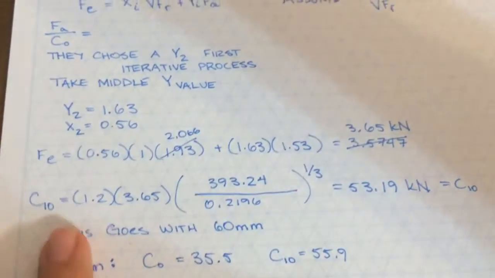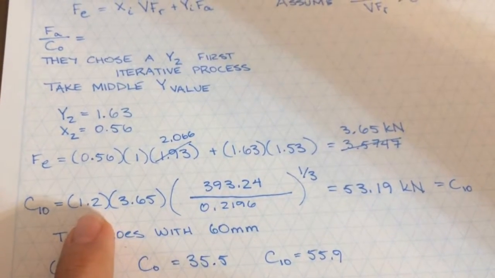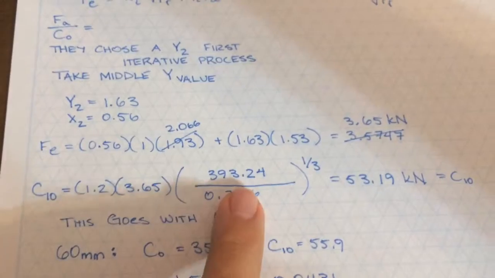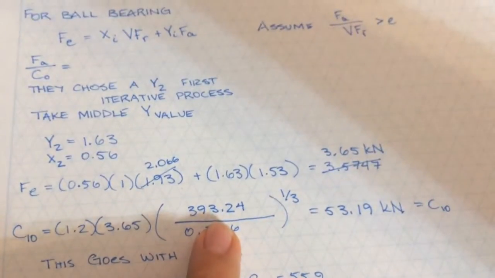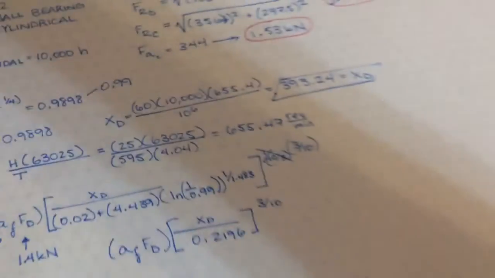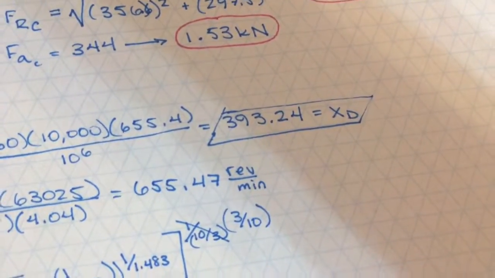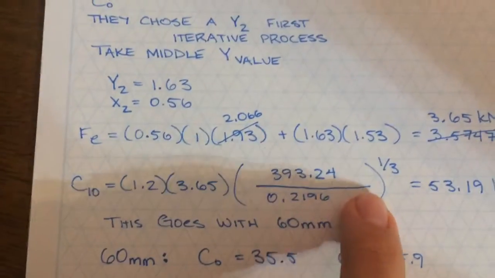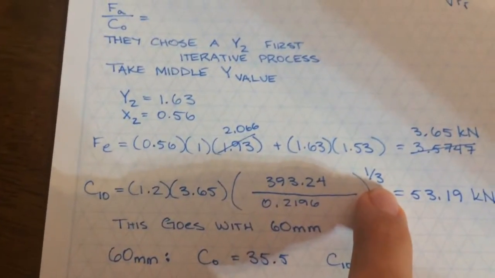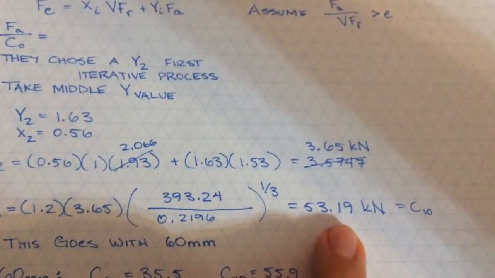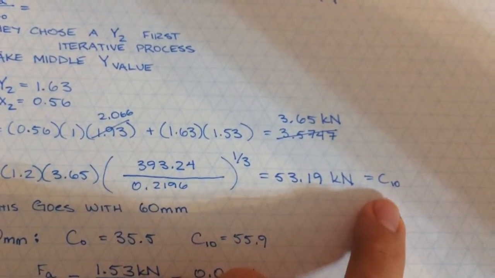Once you have the FE, you plug it in, 1.2, which is the AF, 3.65 is the FE, 393.24 is still, because nothing in that equation for the XD has changed, XD equals 393.24. And now 1 over A, and A for ball bearing is 3. So this is our equation. We get 53.19 kilonewtons. That's our C10. Okay, we have a C10.